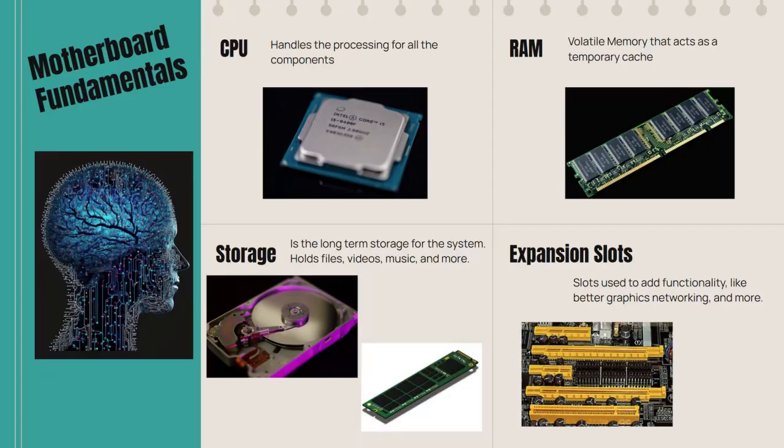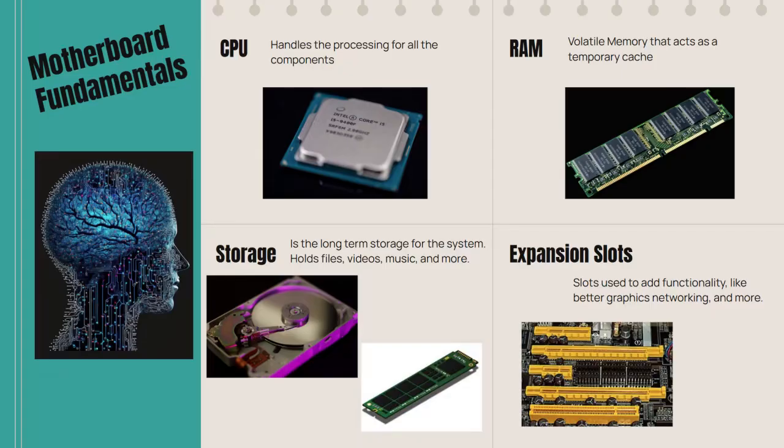RAM is volatile memory stored in DIMMs. Modern systems use DDR4 or DDR5 with channel architecture affecting performance. Now, with RAM, there is no backward compatibility, so it's always important to be aware of what your system can support. Next, we have expansion slots, PCI and PCI Express.